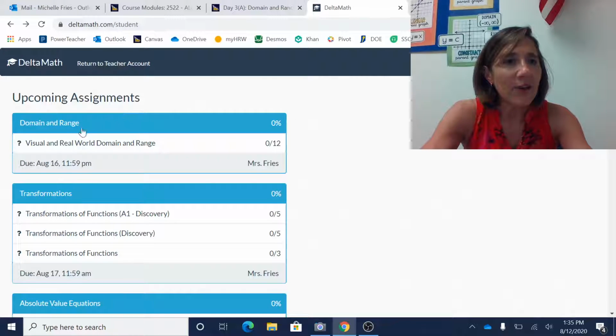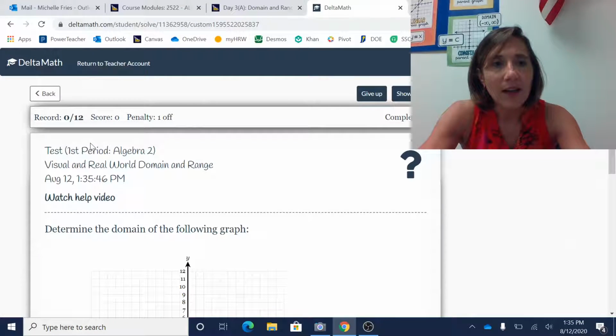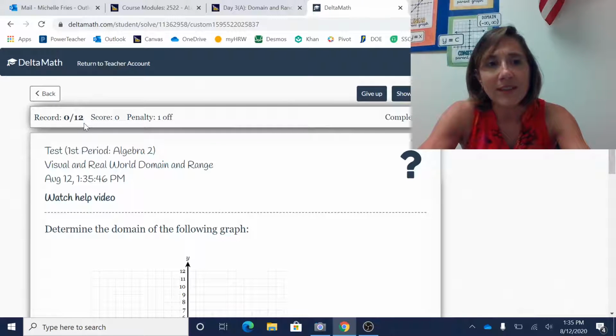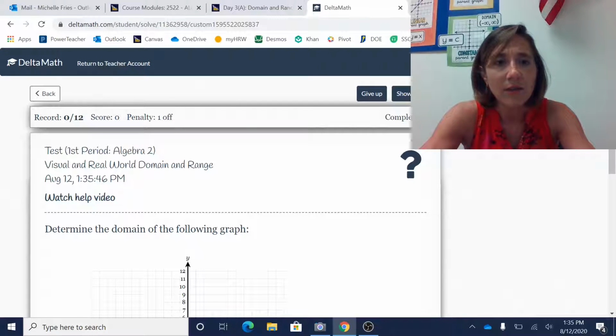The assignment you're going to do today is this one in blue. It says domain and range, so I'm going to click there. Up in the left corner here, it says that we need to get 12 points on this. So you are going to work until you get your 12 points. It's important to practice enough to master a skill, and that's what we're going for here.